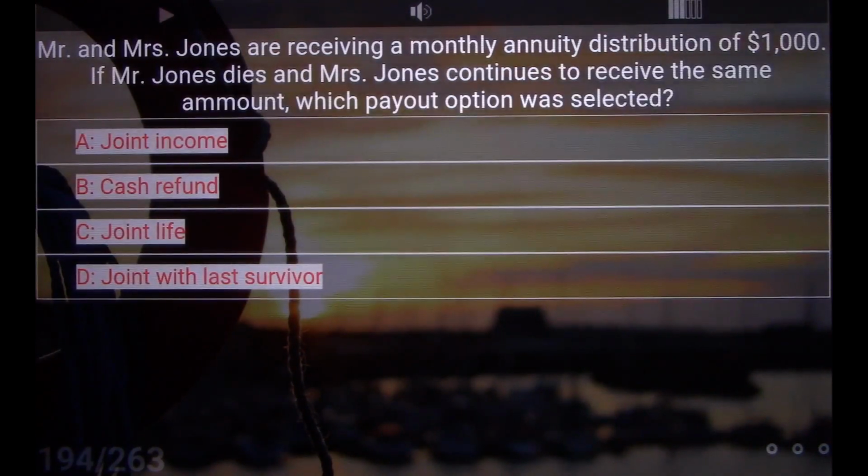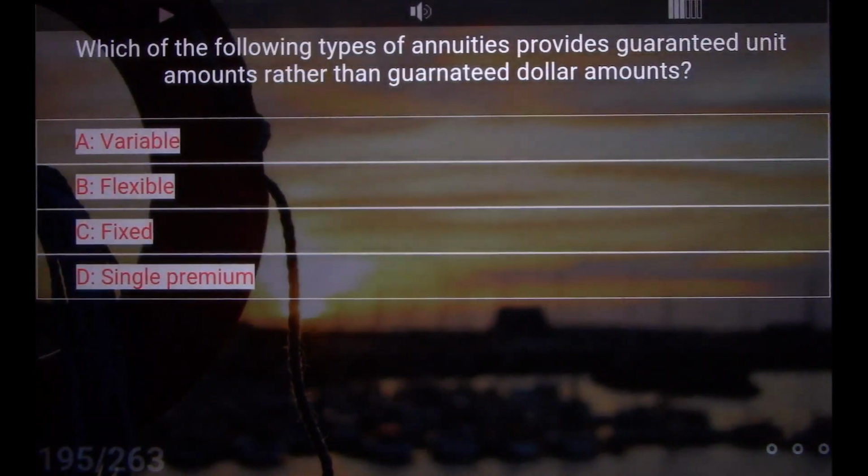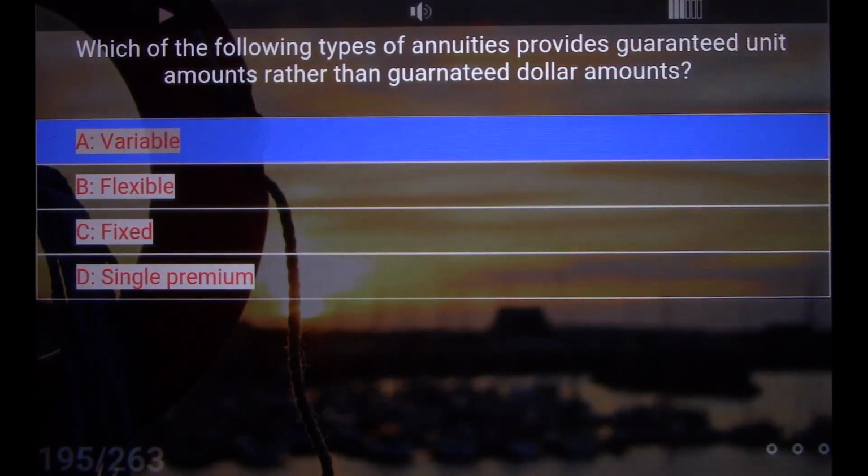Mr. and Mrs. Jones are receiving a monthly annuity distribution of $1,000. If Mr. Jones dies and Mrs. Jones continues to receive the same amount, which payout option was selected? C. Joint life. Which of the following types of annuities provides guaranteed unit amounts rather than guaranteed dollar amounts? A. Variable.